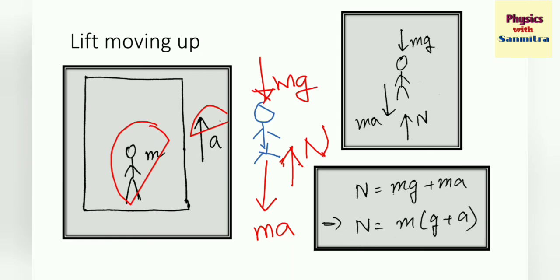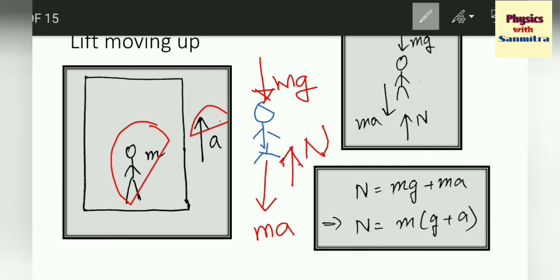You can watch this part. See, now I think it is clear why this mass into acceleration, this ma, this pseudo force, is acting downward: because the lift is moving upward with that acceleration, and the person inside does not know whether the lift is moving upward or downward. So to the observer in the frame of the lift, a downward pseudo force will act, so that we can consider this lift as an inertial frame of reference. Then only we can apply Newton's laws of motion.